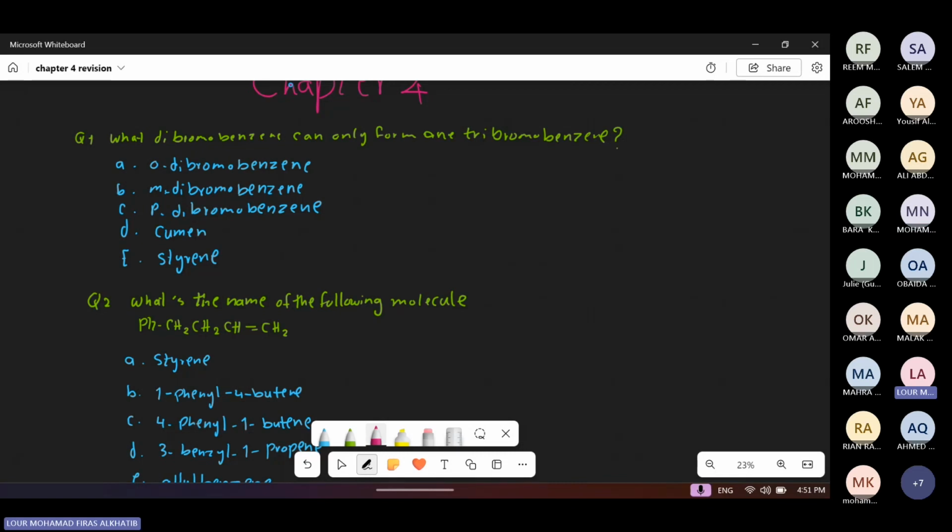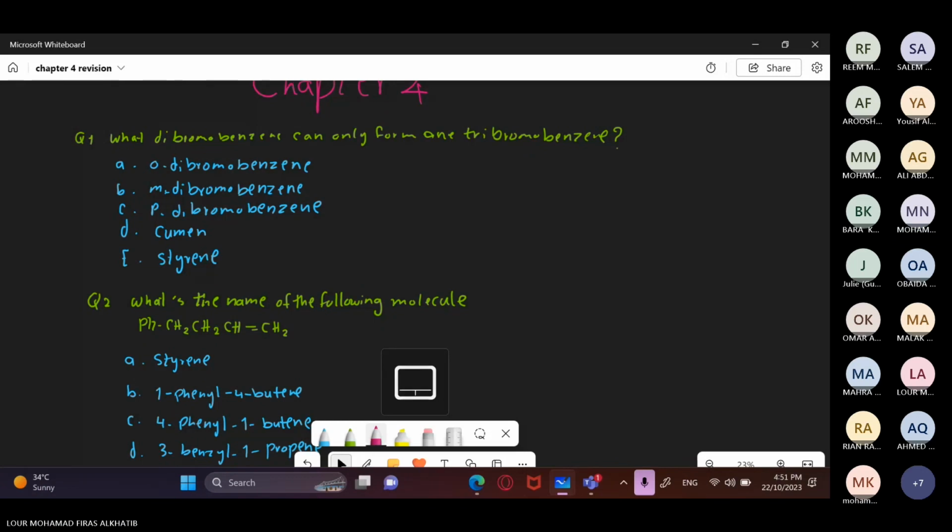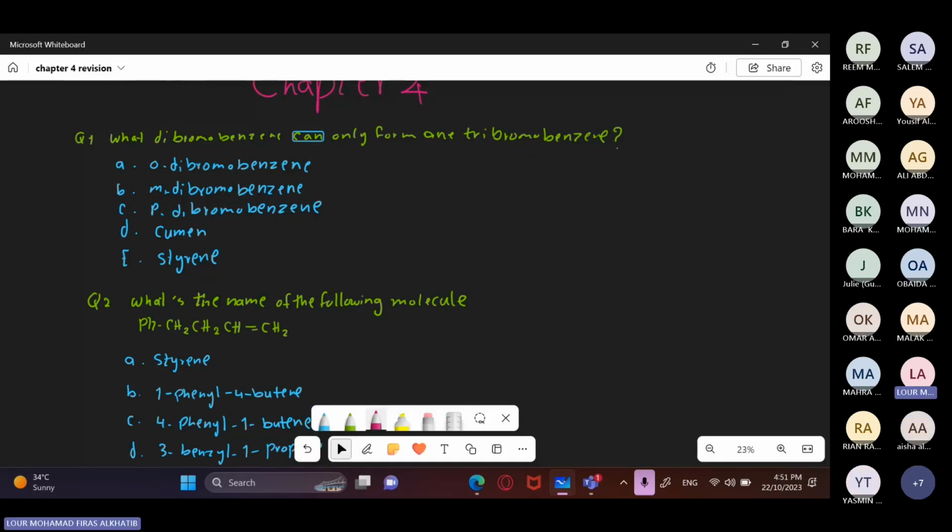Can anyone tell me what you think the answer should be? C. Anyone else? What do you guys think? Okay, so you said it's C, right? C, yes. Exactly. So you understand why it is C, right? Because when we talk about O and P, I think by now you have this very well understood.